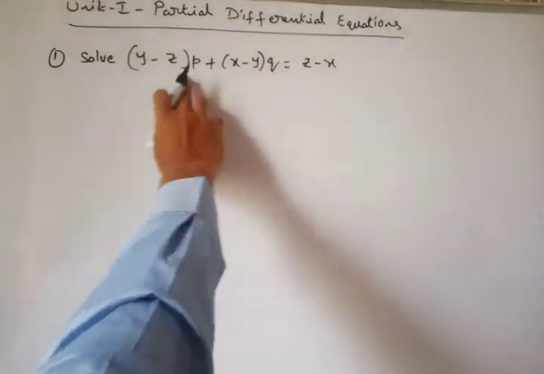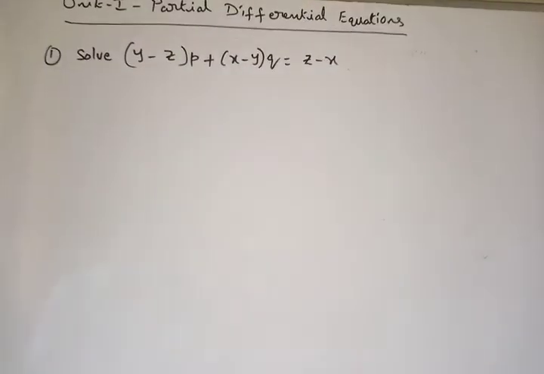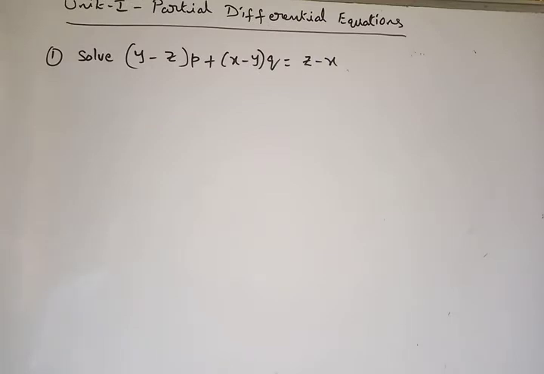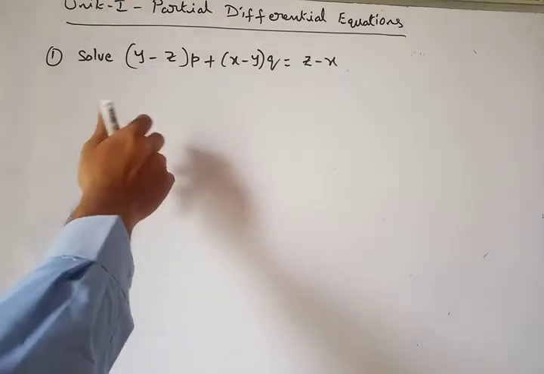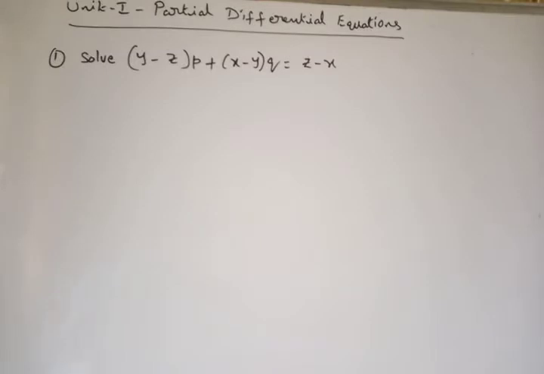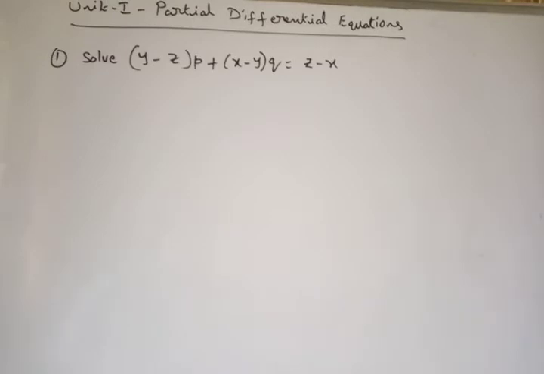So what are p and q here? p is dou z by dou x, and q is dou z by dou y, that is in partial differential equations. Now this is a partial differential equation that is given, and it is asking us to find the solution of this partial differential equation. First you need to identify the method. So which method is it? It is a Lagrange's equation.